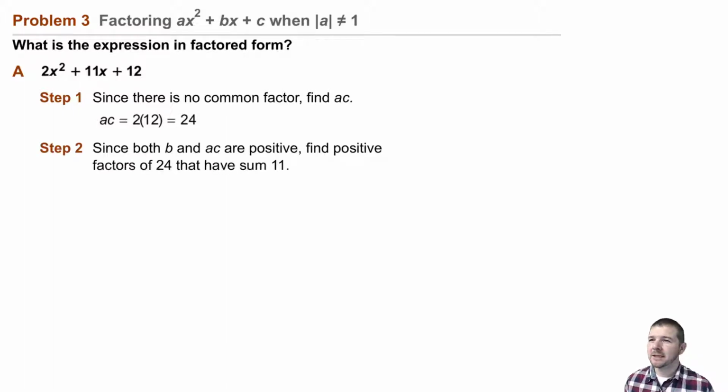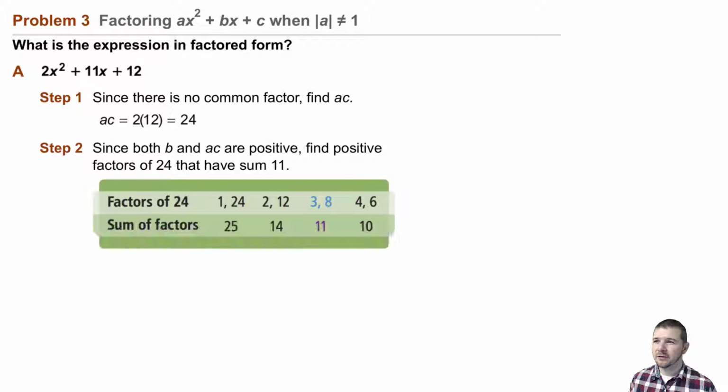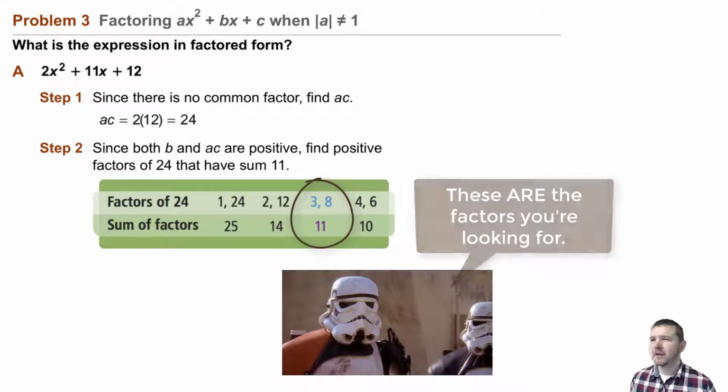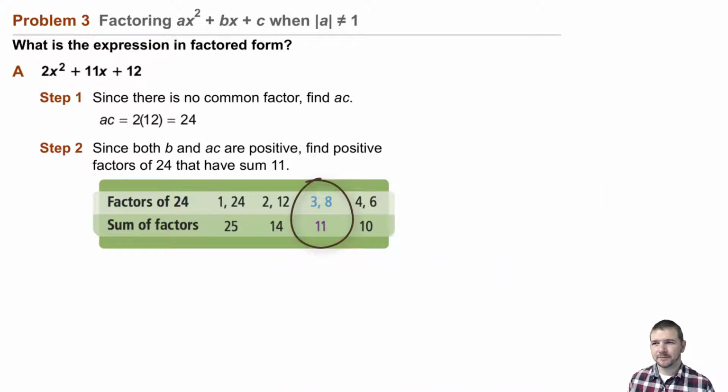Step 2. Since both b and the product AC are positive, we'll find positive factors of 24 that have the sum 11. Note 11 is our b value, the coefficient of the x term, or the linear term, in our trinomial. The table shows the factors of 24, 1 and 24, 2 and 12, 3 and 8, 4 and 6, and then the sums of those factors. And take note, 3 and 8 are the factors we're looking for because they have a sum of 11.